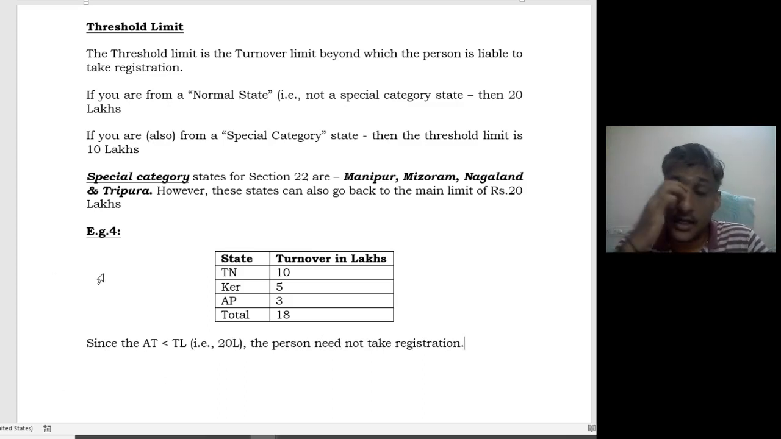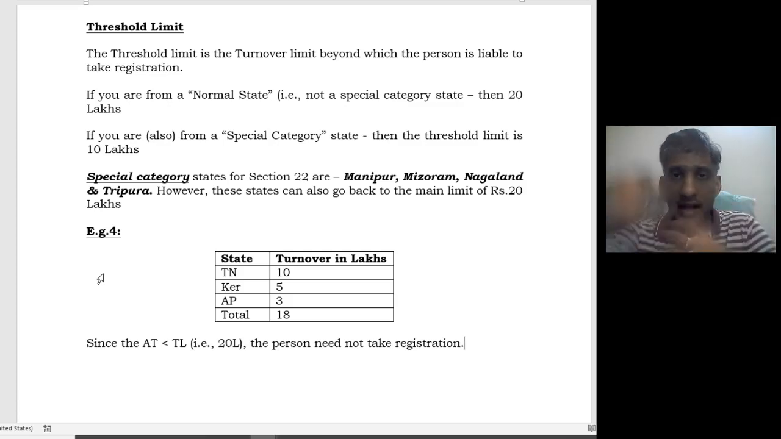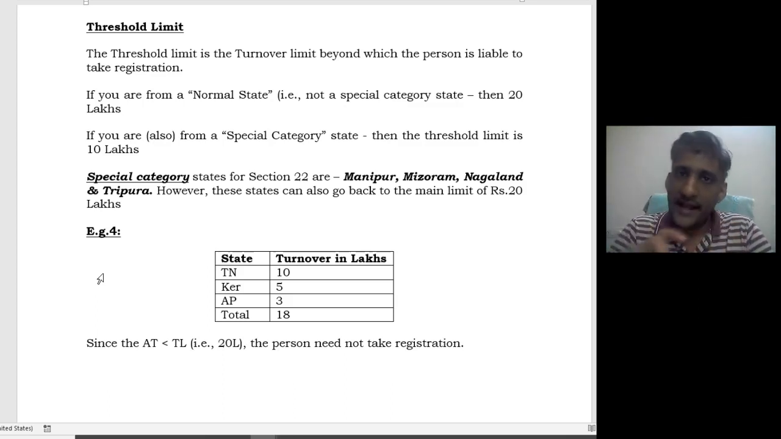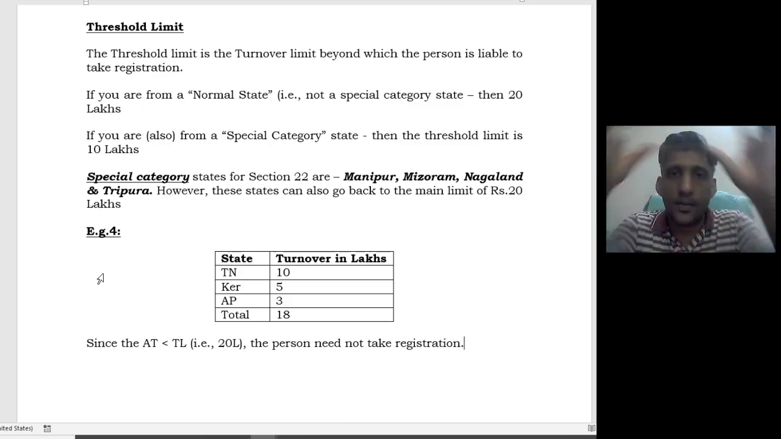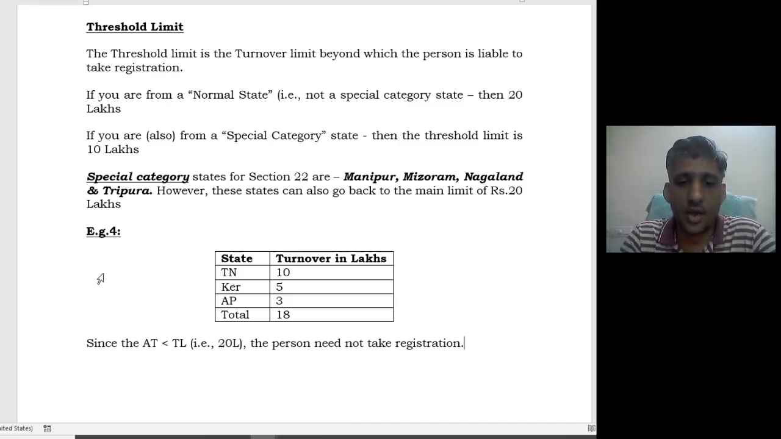Done. Again, what we are doing right now is, in threshold limit there are many components. We are taking one component, studying it in detail, then we'll take the next component, study that separately in detail, then take the next component, study that separately in detail, then we will combine all the components, see a comprehensive confusing problem so that you will forget everything. Okay, so since aggregate turnover is less than the threshold limit, the person need not take registration.